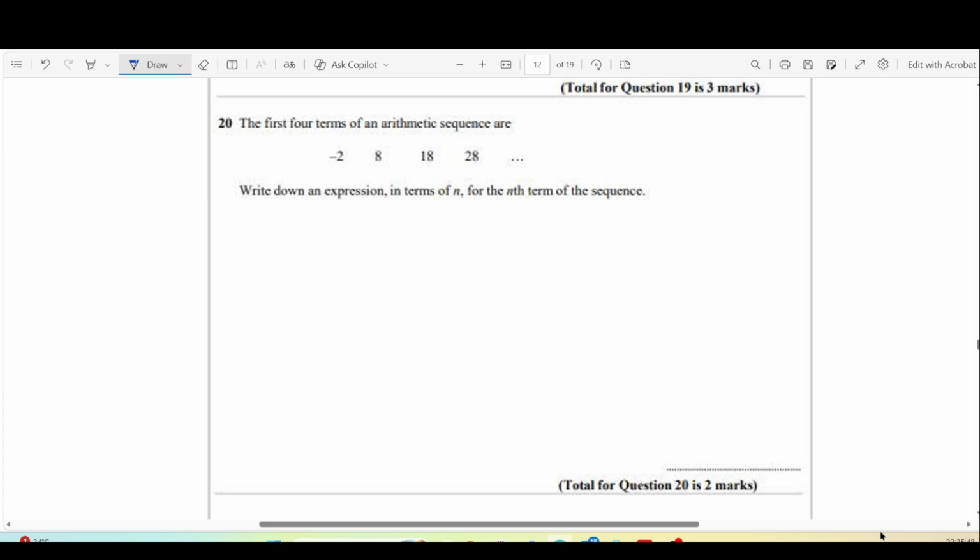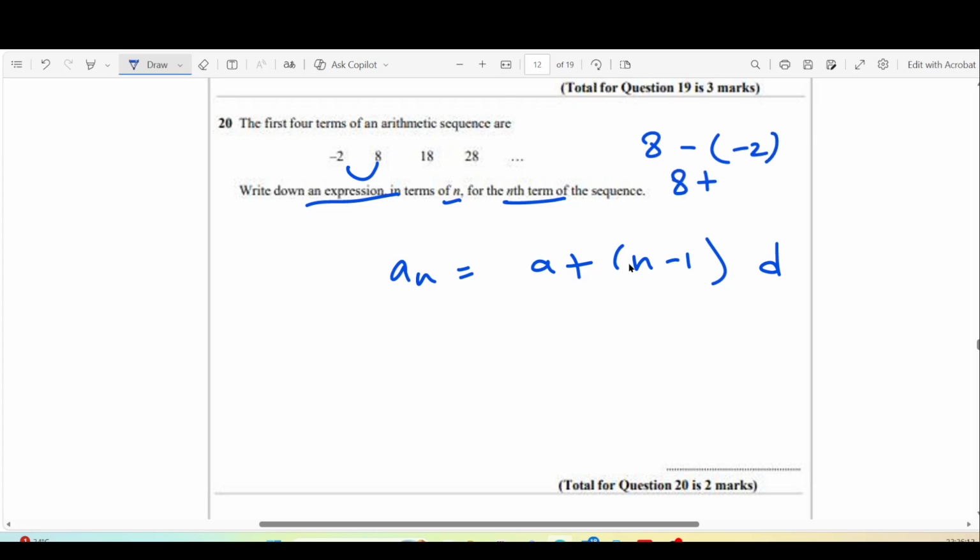So the first four terms of an arithmetic sequence are given. Write down an expression in terms of n for the nth term of the sequence. So this is the formula for an arithmetic sequence: a plus n minus 1 d. d is the common difference. So how do we find the common difference? If we subtract negative 2 from 8, this is already negative, so 8 plus 2, which is 10. So this is the common difference. We subtract this value from this. You can choose any two consecutive values to get the common difference.